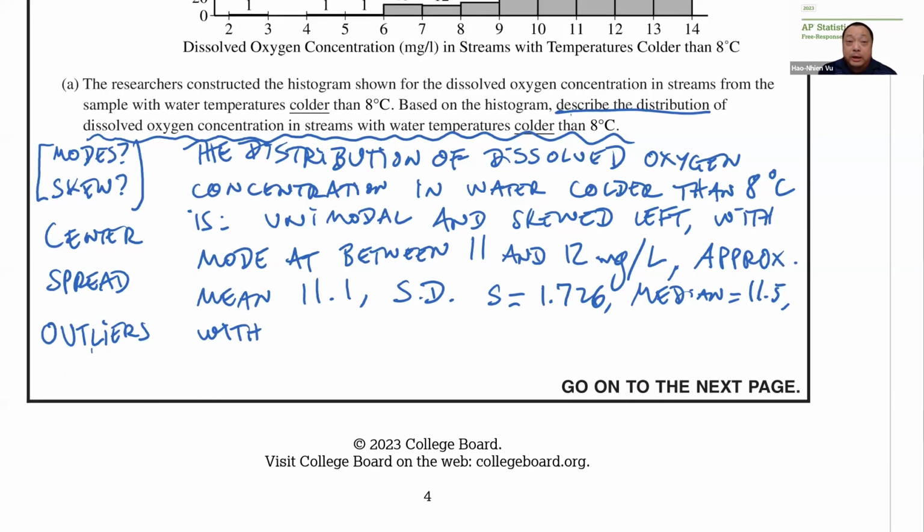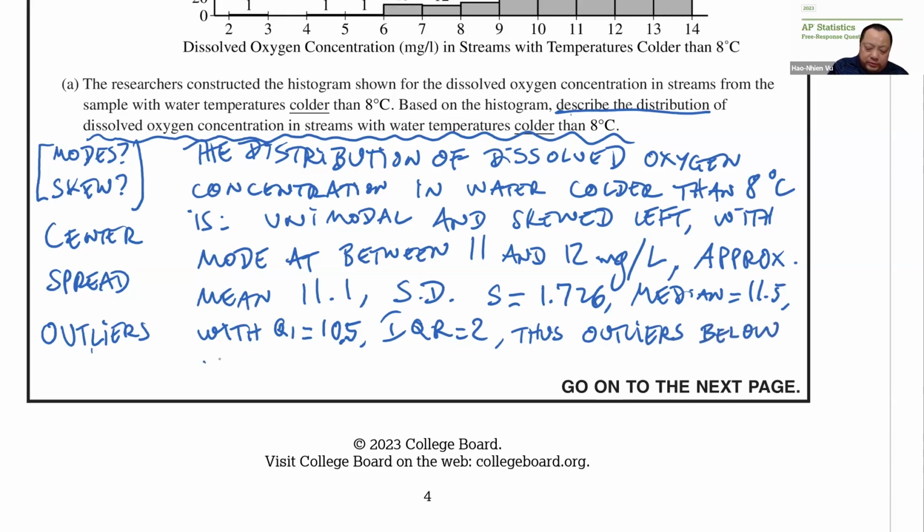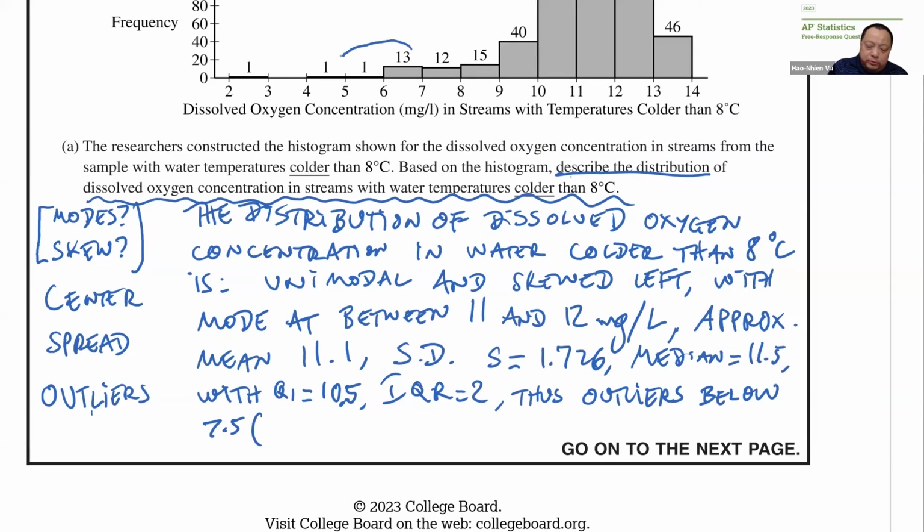And now about outliers. Because I ran the summary statistics, I know what the Q1 and IQR are. So with Q1 equals 10.5, IQR equals 2, thus outliers below 7.5. And there are 13, 14, 15, 16 of them.